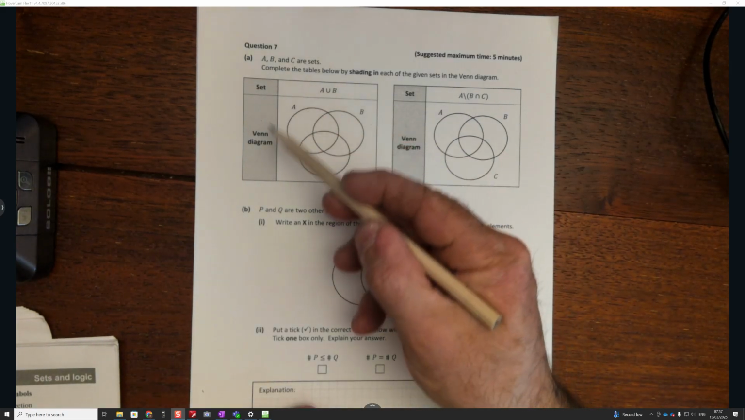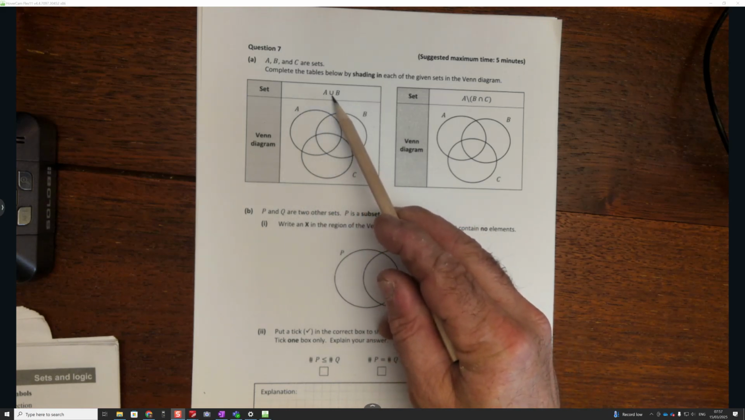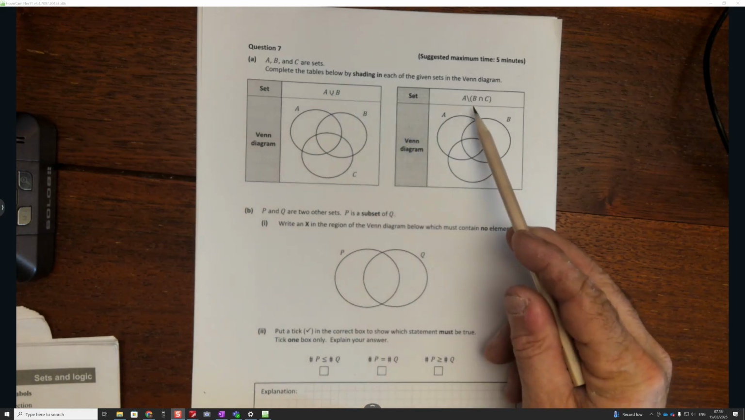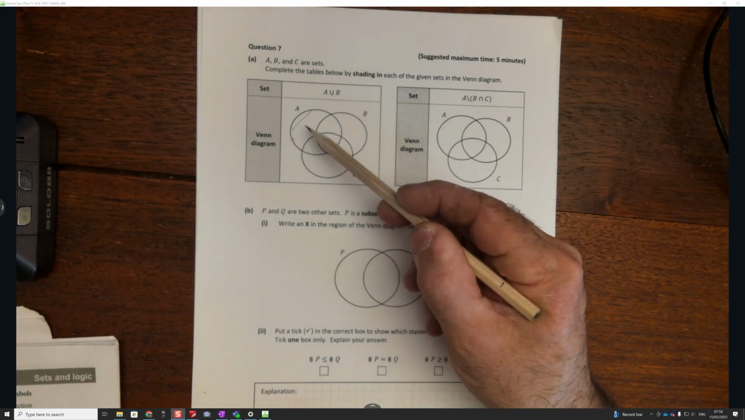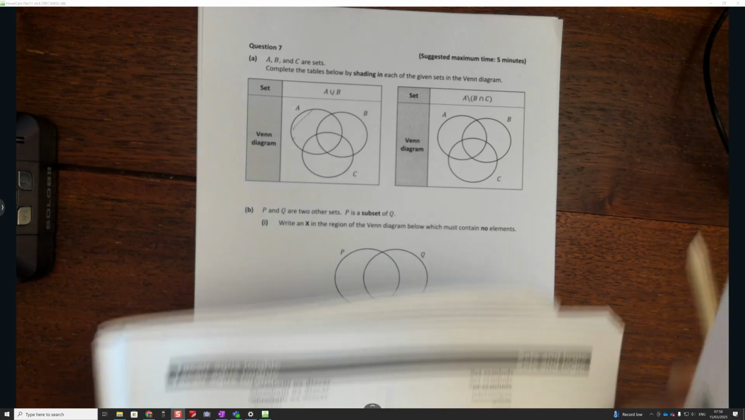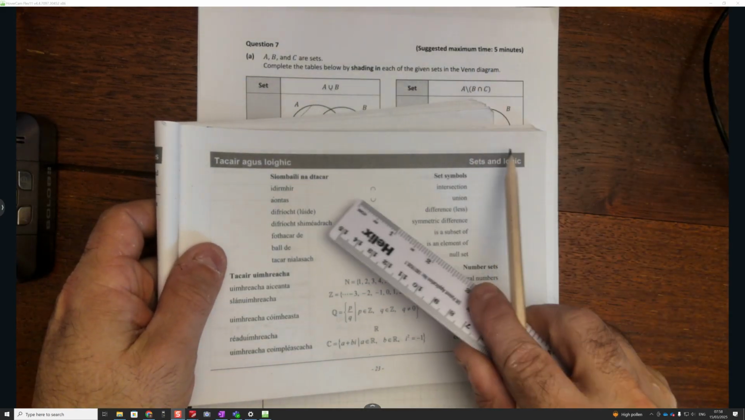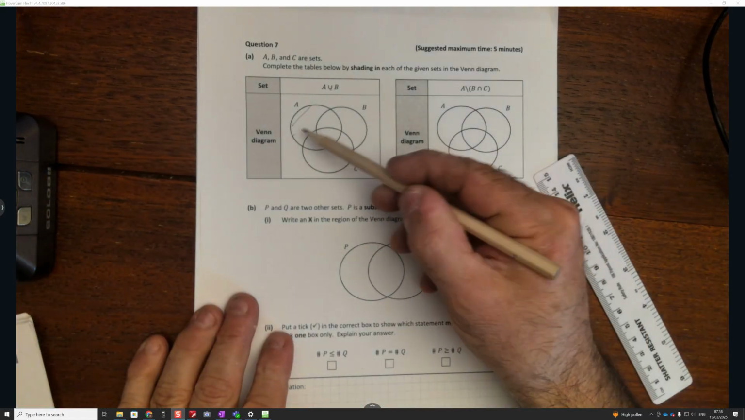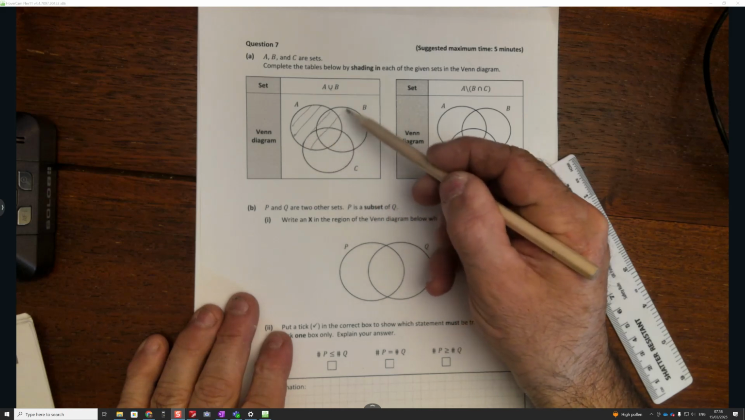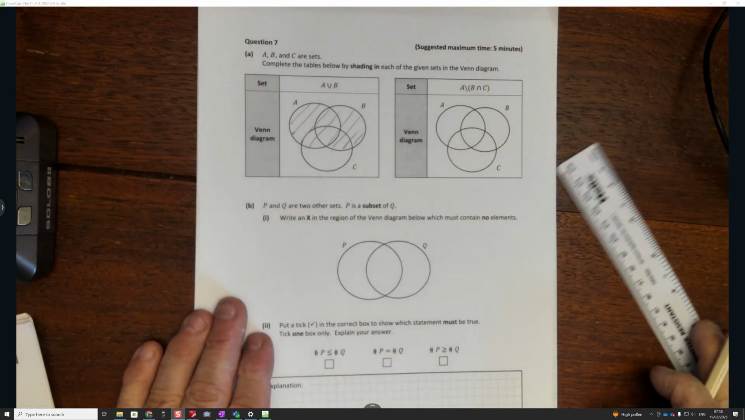So here, always look at the picture first. I have a Venn diagram, and the target set that they want me to shade in or hatch in is the union of A and B. Okay, so I'm going to go ahead and hatch in the union. I said union, but I mightn't have known that word. It didn't say union, it just said this U, and you get that off page 23, union. Okay, completed.